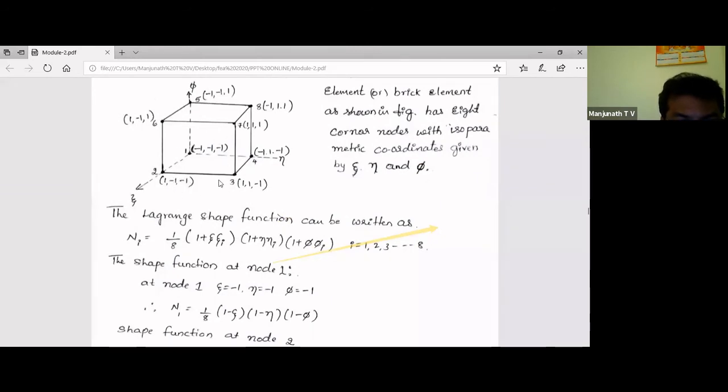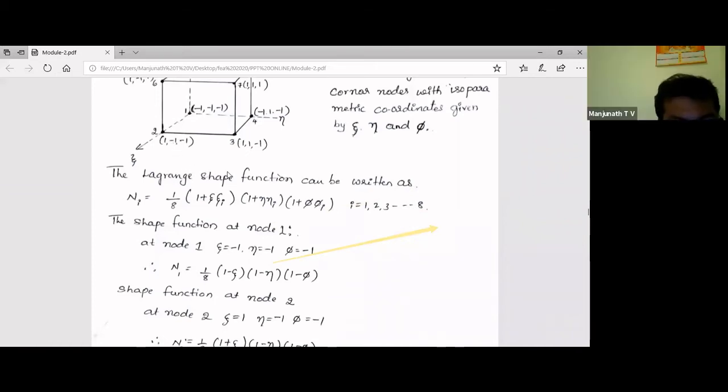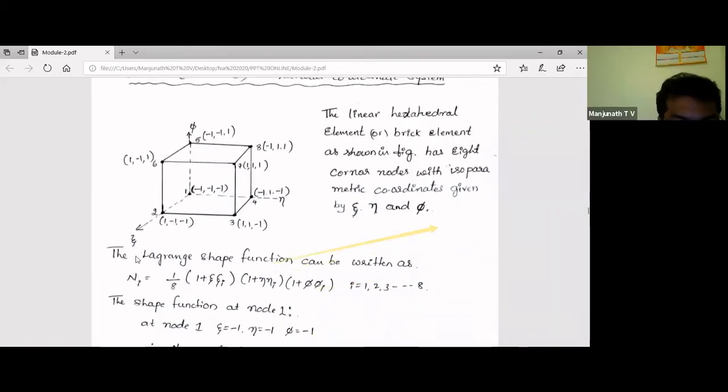By using these values only, we can obtain the shape functions at node number 1, node number 2, node number 3, and so on, for the different nodes. Clear? Writing these coordinate values in this particular direction is most important because we are going to use these values. Now consider node number 1, 2, 3, 4, and node number 5, 6, 7, 8 here, which are the 8 corner nodes. At node number 1, first I am going to start writing the zeta, neta, and psi values.